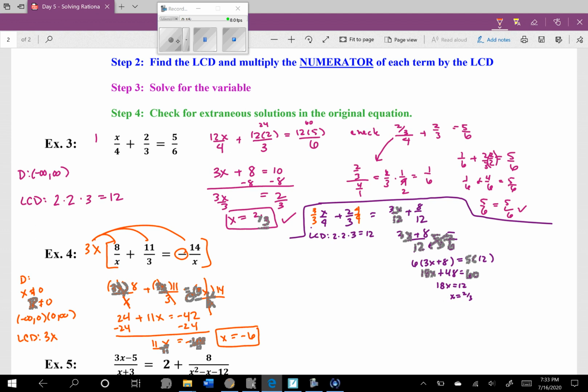And then, of course, you want to check your work. So 8 over negative 6 plus 11 thirds should be equal to negative 14 over negative 6. So here when we do this, we get 7 thirds is equal to, and this reduces to 7 thirds, so it checks out.